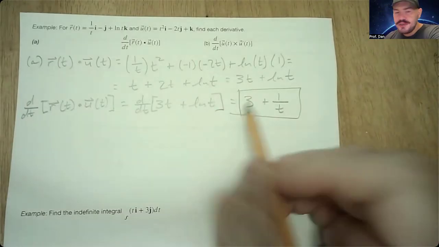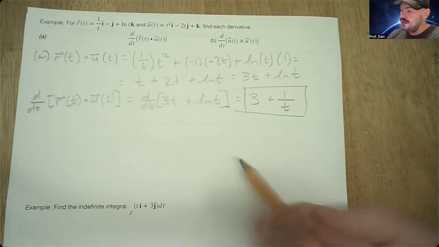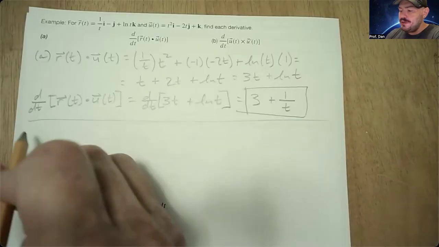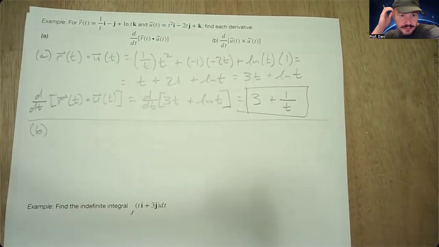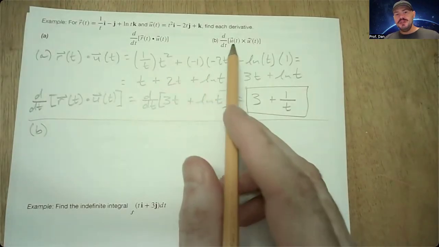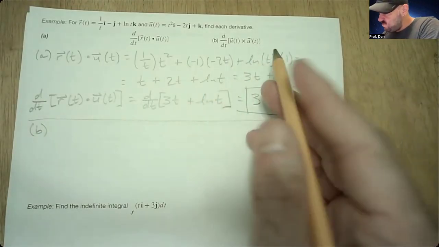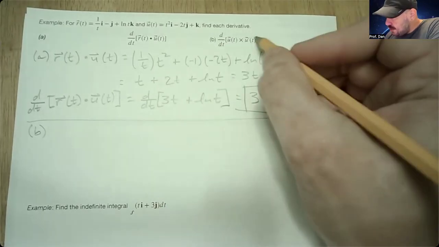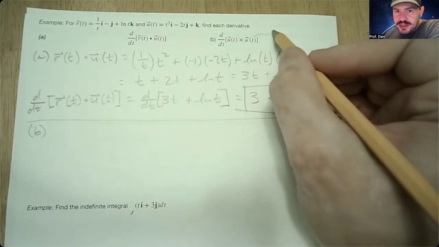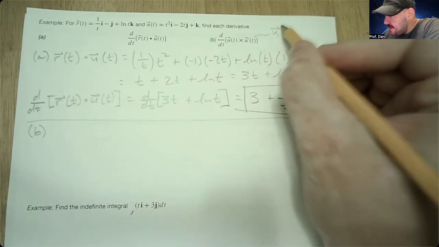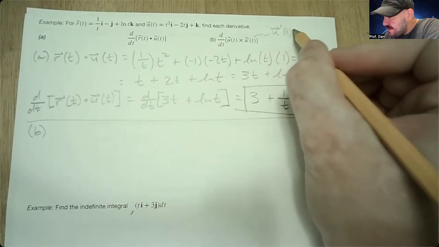And that's the answer to part A. Now for part B, we have to start by getting the cross product between u and u prime. So out to the side here, I'm going to write out what u prime of t is.